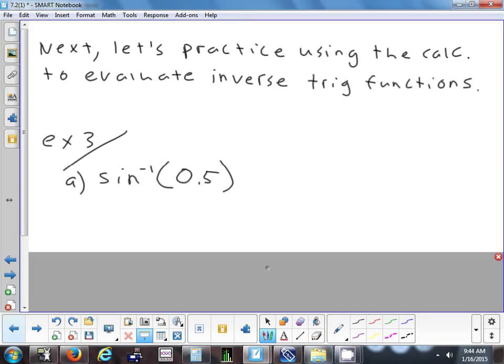So this question is basically saying this. The sine of what angle would give you 0.5? If you were going to graph it, that's how you'd have to do it. What angle do you take the sine of and get 0.5 as the answer? All right, so instead of graphing it, I think let's just type it in by using the inverse sine function.